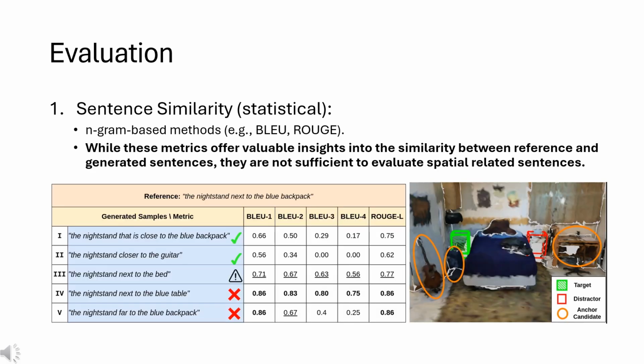Here are some examples. Sentences 1 and 2 are actually correct and effectively describe the target, but they receive low scores under conventional metrics. On the other hand, sentences 4 and 5 are misleading and fail to disambiguate the target, yet they receive high scores simply because they are similar to the reference sentence. This highlights the limitation of these conventional metrics.